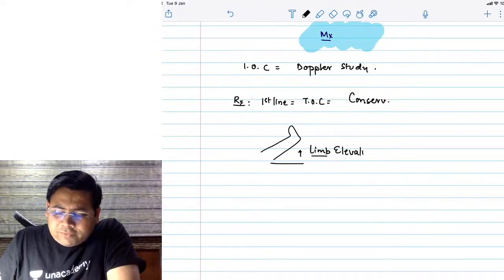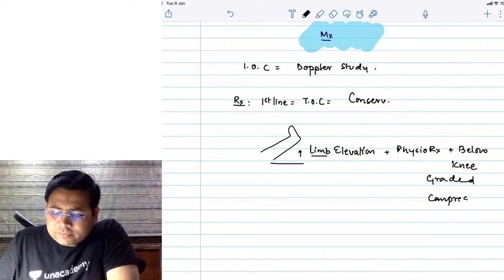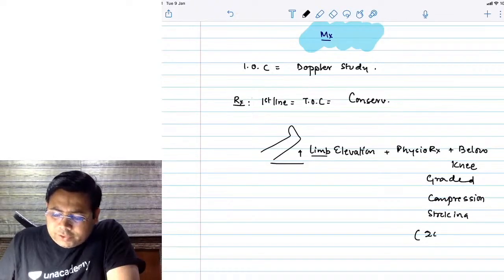So not only limb elevation, you also ask the patient to enroll himself or herself in a physiotherapy program. And along with that, you will advise the patient to wear a below knee graded compression stocking. According to the UK and US convention, grade 2, 20 to 30 mmHg is the pressure which is required.